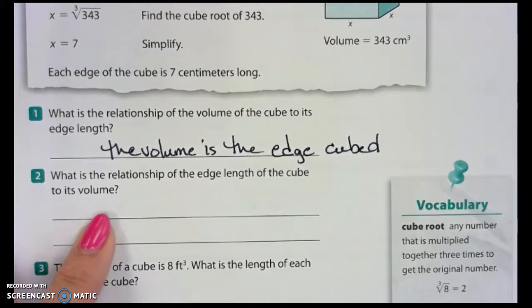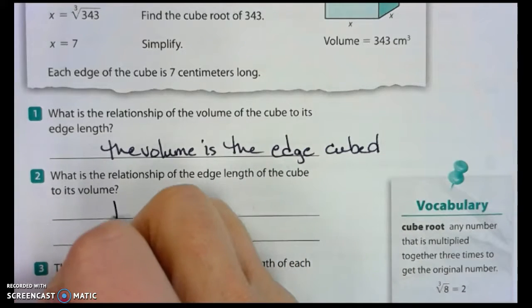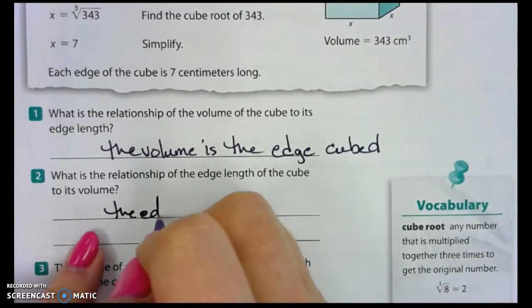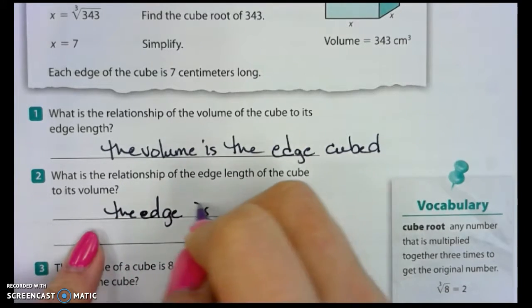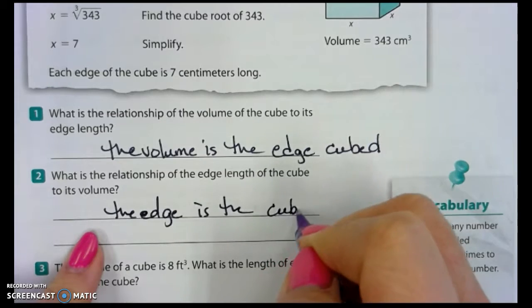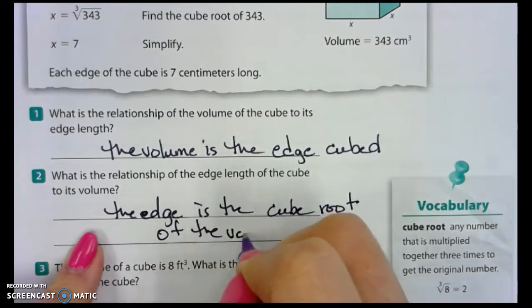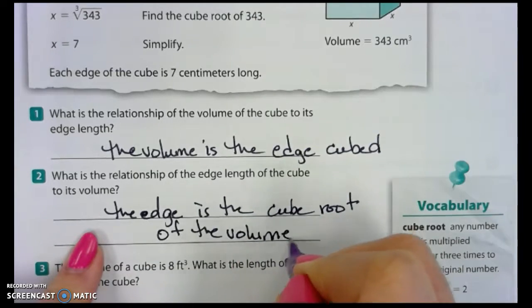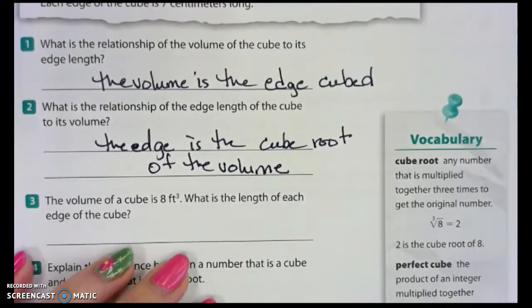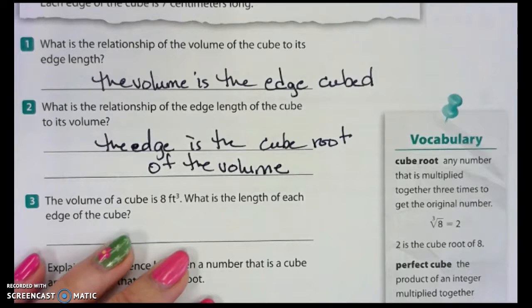Number 2, what is the relationship of the edge length of the cube to its volume? It's basically the same question. You're just going the other way. This time we're going to say that the edge is the cube root of the volume. The edge is the cube root of the volume.